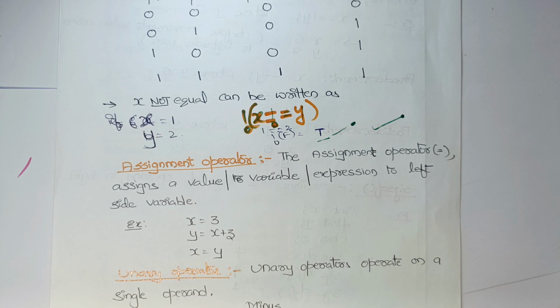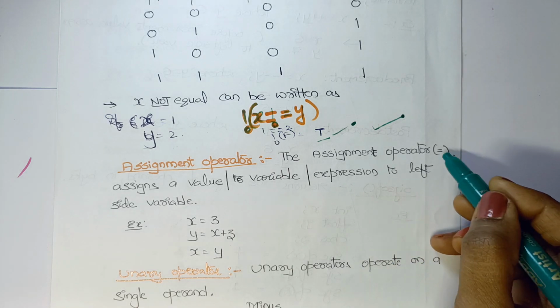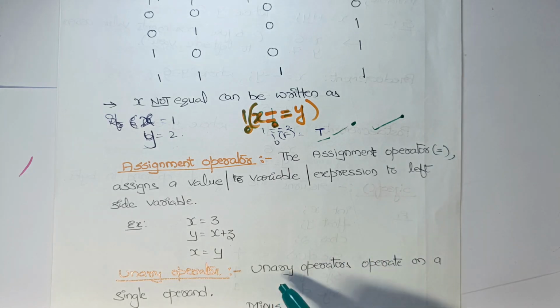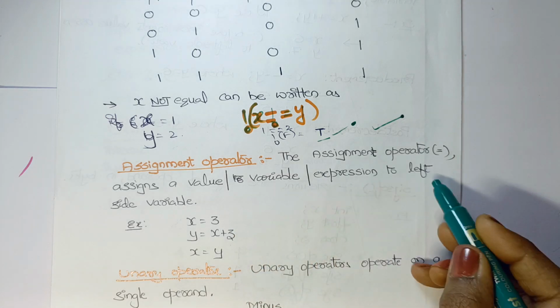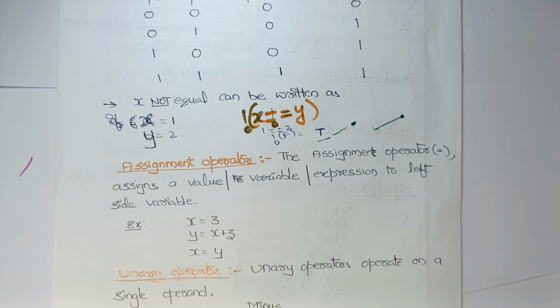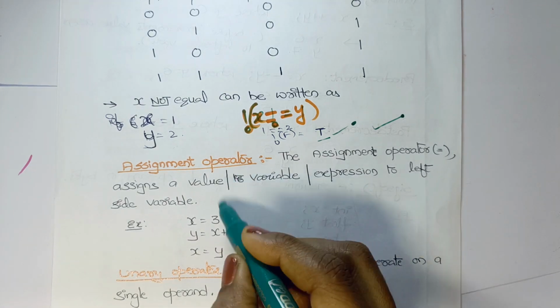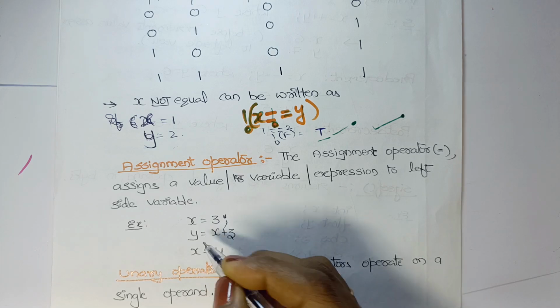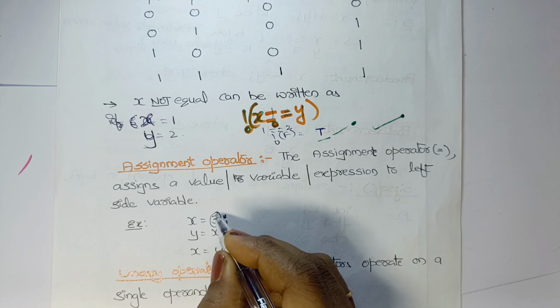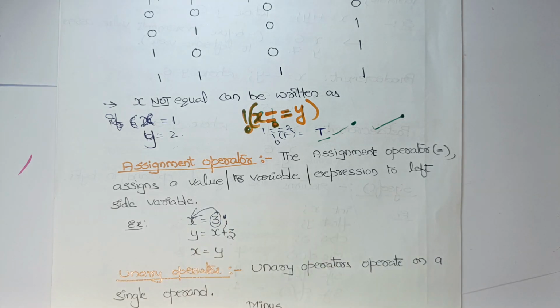Now we will see the assignment operator. The assignment operator is nothing but the equals sign. It assigns a value, variable or expression to the left side variable. For example, x is equal to 3. This is an assignment operator, and is equal to is the operator. So we are assigning a value to the left side variable.